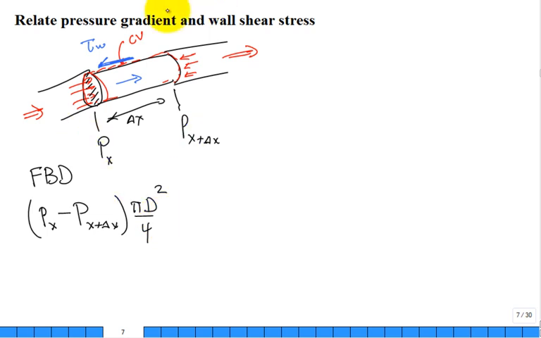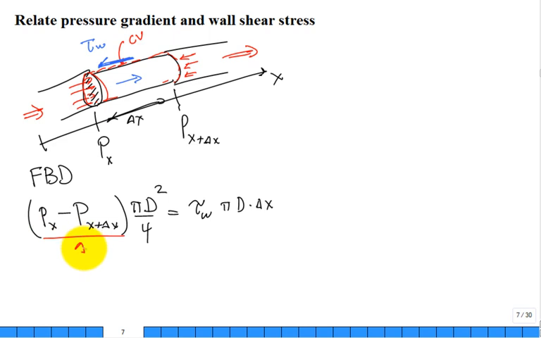Maybe I should have introduced X, put X like here. There's X. Okay, and then what do we have in the opposite direction? The wall shear stress. And then you have to think, okay, what is my perimeter? 2 pi r or pi d times delta X. So what's the point of this? Divide over by delta X. So those cancel. In the limit, what does this become? As delta X gets smaller and smaller, this becomes negative dp dx.